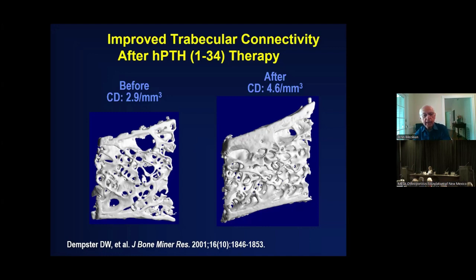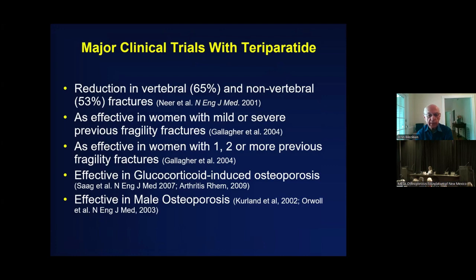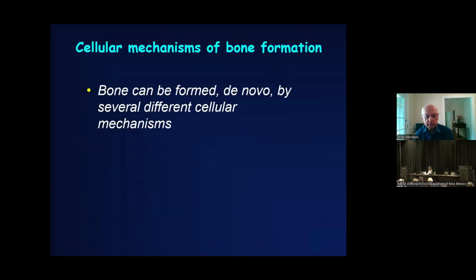In summary, major clinical trials with teriparatide have confirmed its utility and effectiveness in those with mild or severe osteoporosis with more than one fragility fracture. It's been shown to be effective in glucocorticoid-induced osteoporosis. And we and others, including Eric Orwoll, have shown that it is effective in men with osteoporosis.